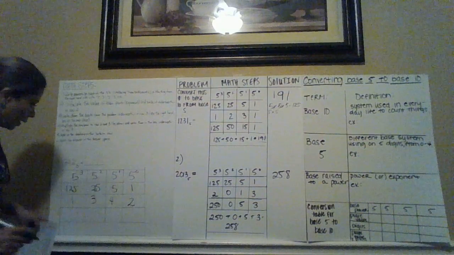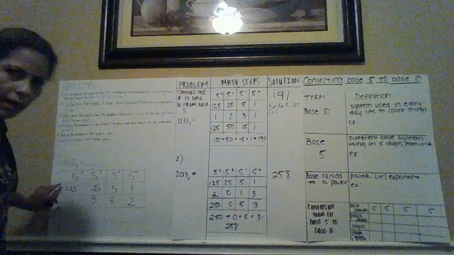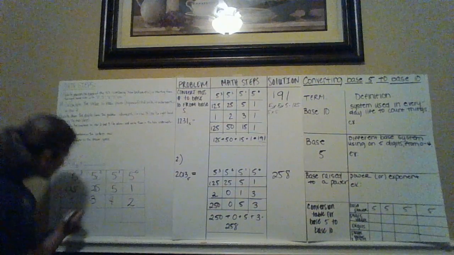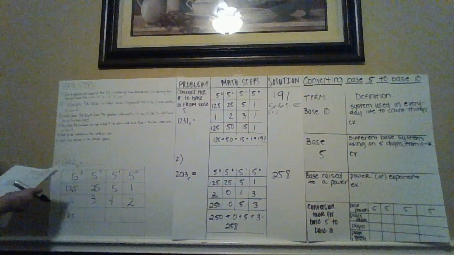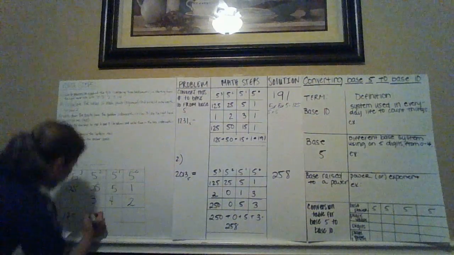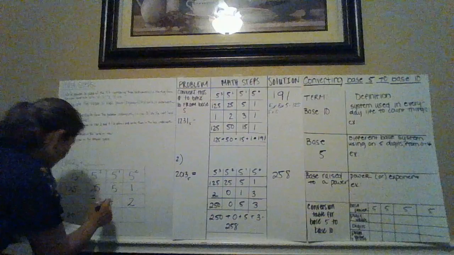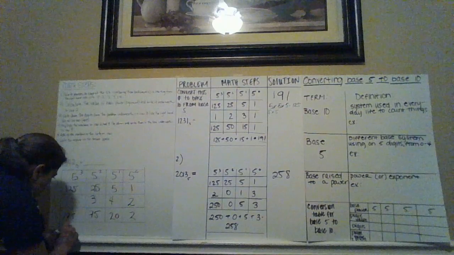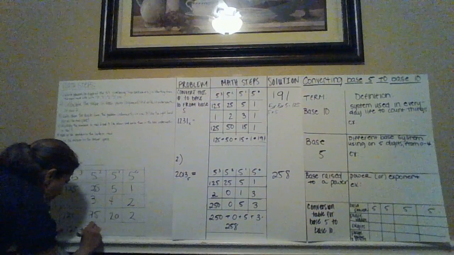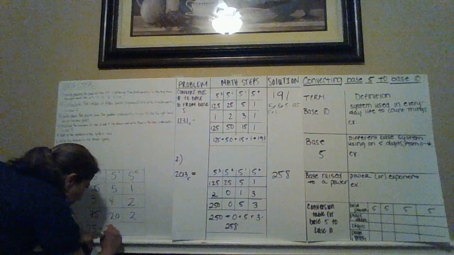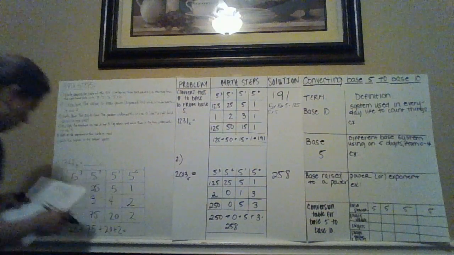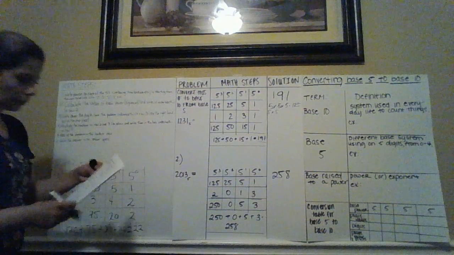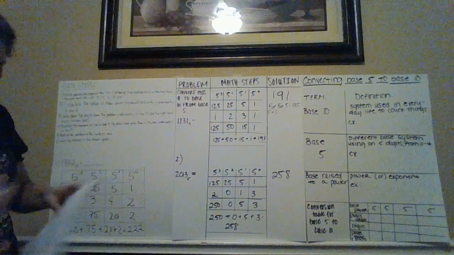And now we're going to multiply our second and third row. So 125 times 1 is 125. 25 times 3 is 75. And then 5 times 4 is 20, and 1 times 2 is 2. And then we add these numbers. 125 plus 75 plus 20 plus 2 equals, and our answer is 222. Okay? Are there any questions so far?